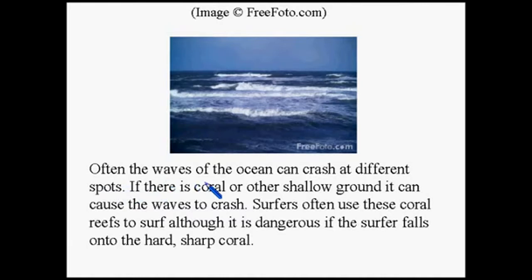Often the waves of the ocean can crash at different spots. If there is coral or other shallow ground, it can cause the waves to crash. Surfers often use these coral reefs to surf, although it is dangerous if the surfer falls onto the hard, sharp coral.